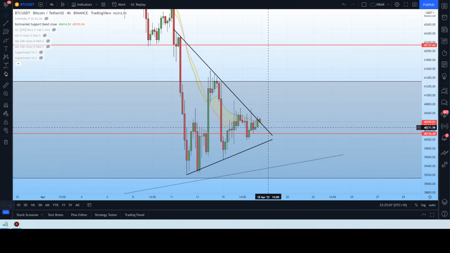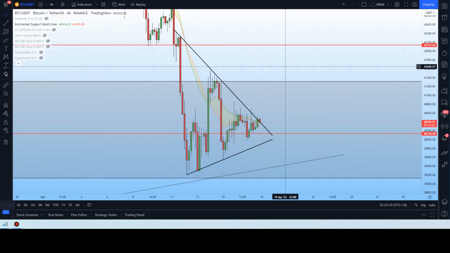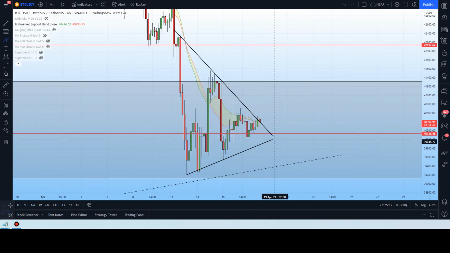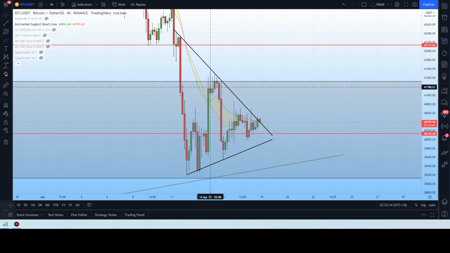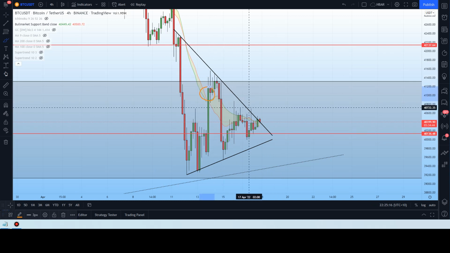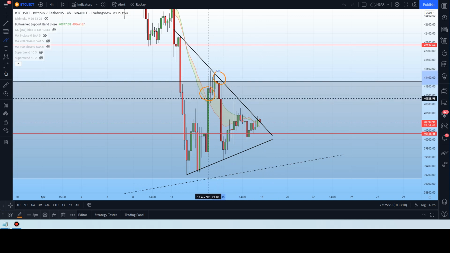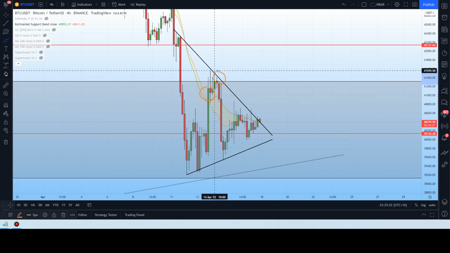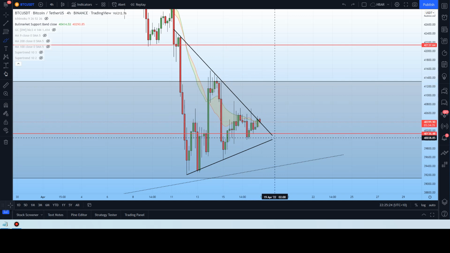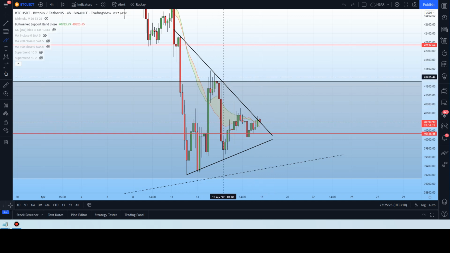We would like to see this close above the bull market support band, particularly because we are outside the triangle here. The difference is that last time we were still within this market structure. We still had major resistance here. So even though we pushed above the bull market support band, we still had a lot of resistance above us. This time is slightly different. We are above this major resistance level.